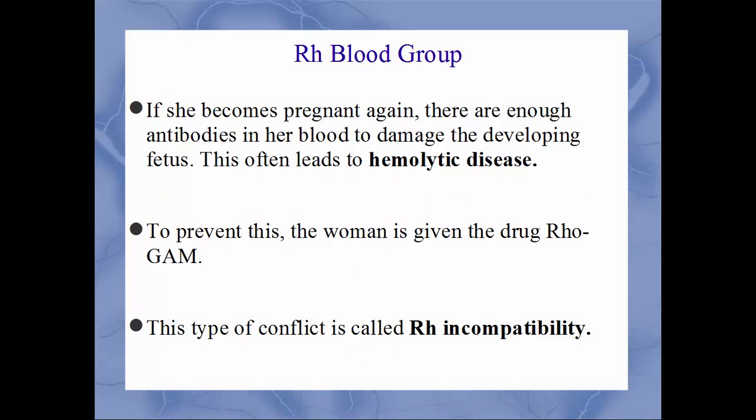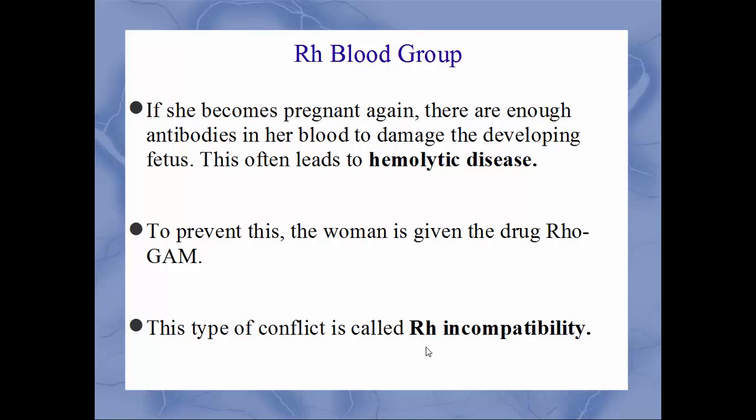So if that woman were to get pregnant again, there are already enough antibodies in her to attack that next fetus. And this can lead to something called hemolytic disease of the newborn, which can be fatal. This could end up killing the newborn, or it could end up killing the developing fetus. So the way to counteract this, and this is another reason why prenatal care is so important, if you have this incompatibility, the woman will be given a drug called RhoGAM. So you can have future pregnancies and this not be an issue. Again, typically not an issue with the first pregnancy, but it can be for any future pregnancies.